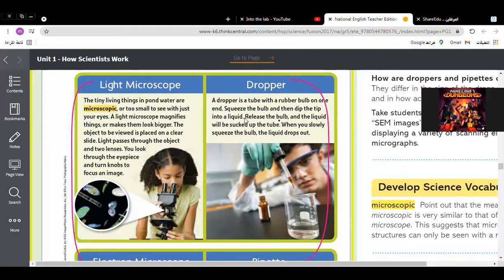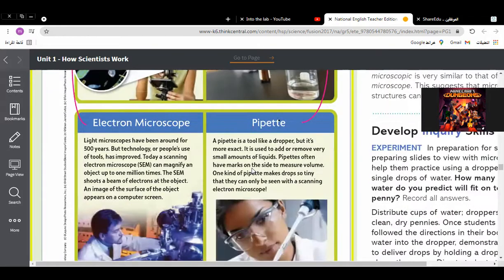Ahmed, have you used a dropper before? A dropper like this in the picture? No. So when you go back to school, you're going to use a dropper in the lab. Really? Yeah. Okay. You'll be like a doctor, a small scientist. Yeah.